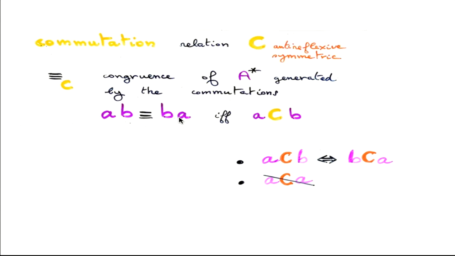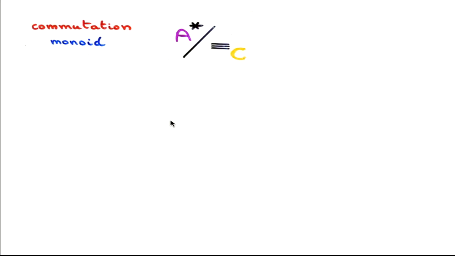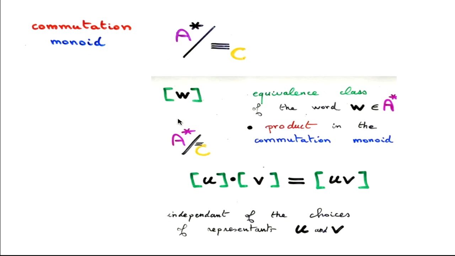So two words are equivalent if and only if you can go from one word to another word by making this commutation of adjacent letters according to the relation C. So we have seen before a word and its equivalent words. So this is an equivalence class of words. And I take the quotient of the free monoid by this relation. And the quotient is defined in the following way.